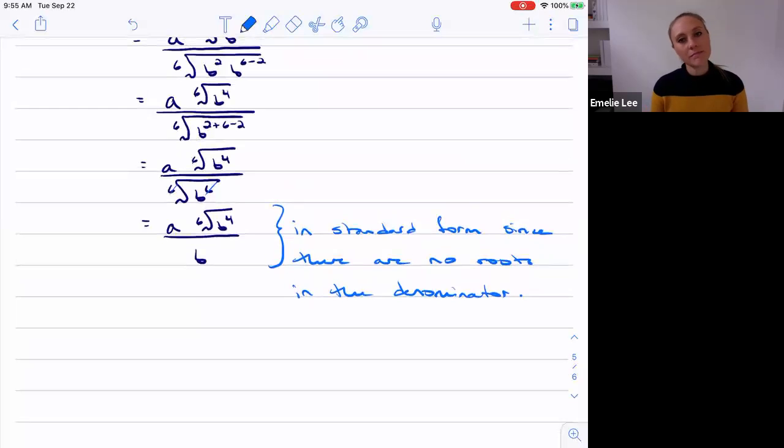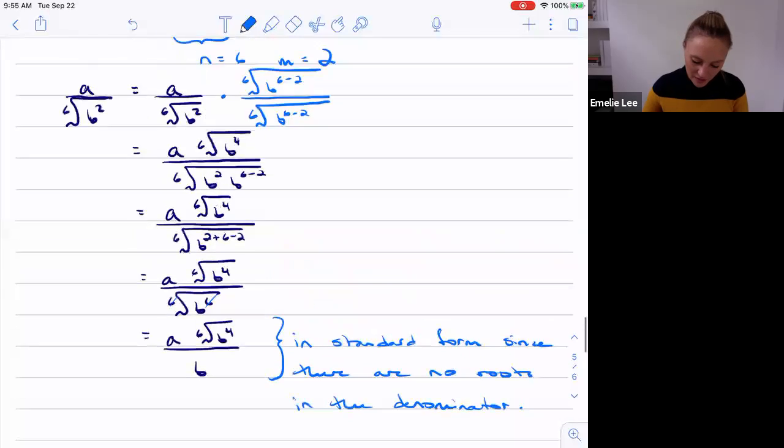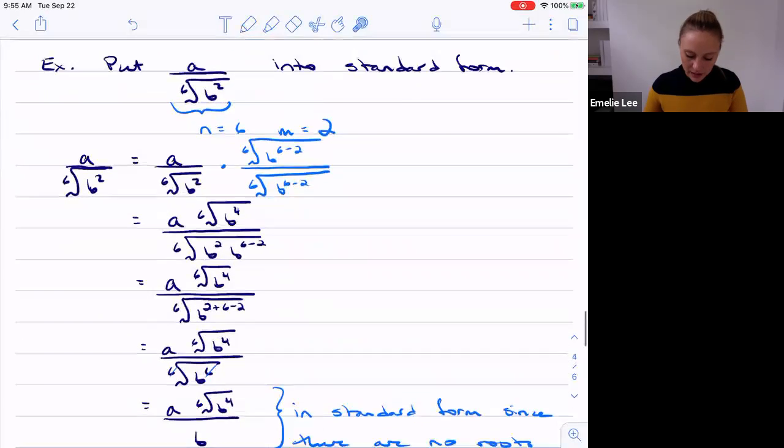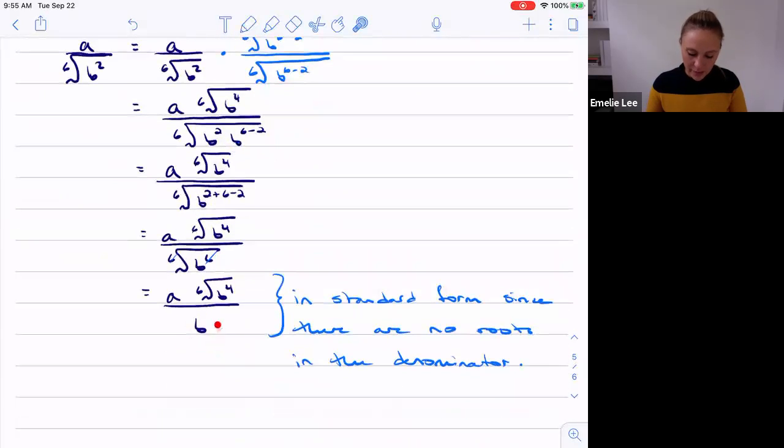So a little bit more challenging. Not hard, as long as you have the formula to use in front of you. But you could even play around with it, as long as you remember that the whole goal is to get rid of the roots in the denominator, and you just got to do what you got to do to get there, right?